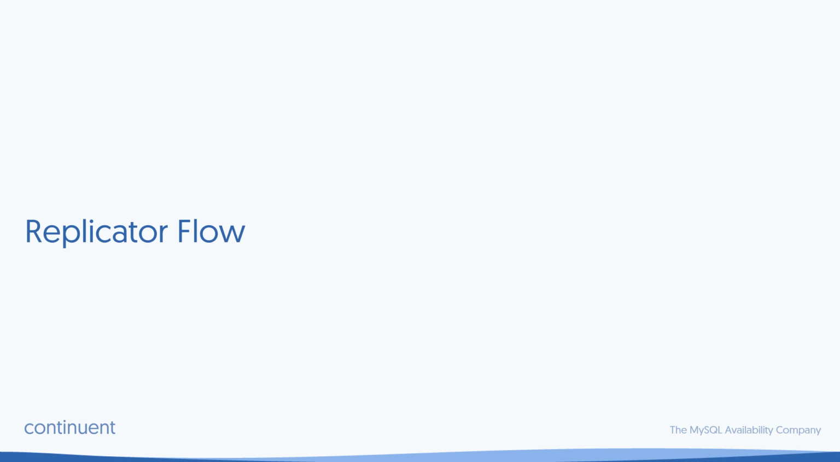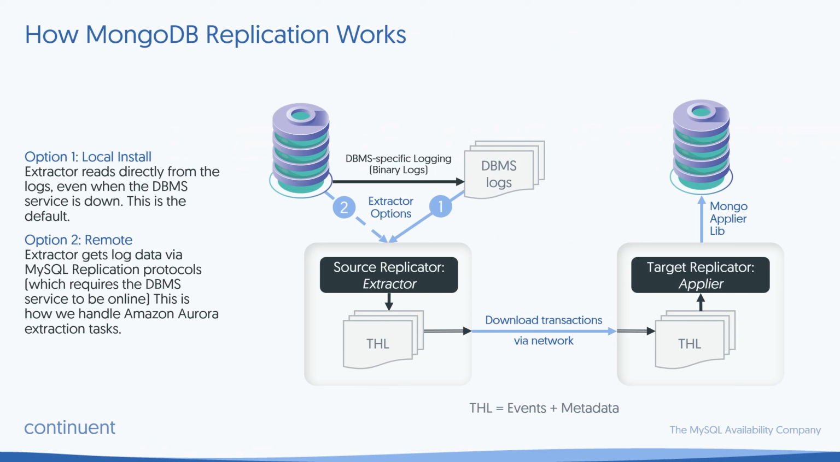So the Replicator Flow. We've covered this quite a lot in previous sessions in terms of how the extractor works by downloading the binary logs, converting those binary logs at transactional level into THL files, and those THL files then being picked up by the applier. In the case of Mongo, once those THL files have been picked up, we then apply that data into Mongo using the Mongo libraries.